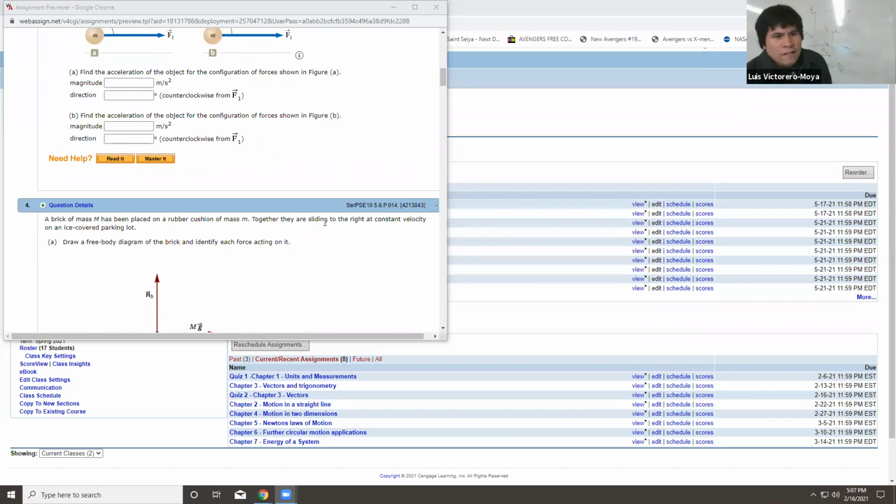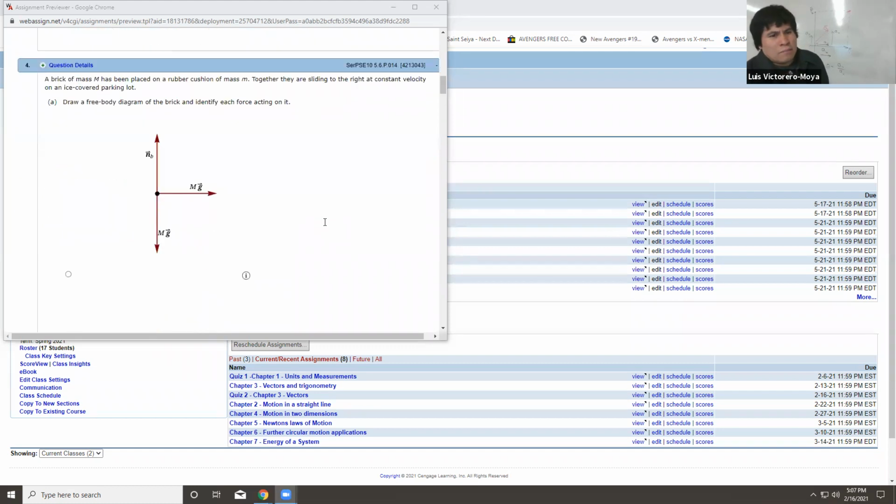It says, draw the free body diagram. A brick of mass M is placed on a rubber cushion of mass M. Together they are sliding to the right at a constant velocity on, okay, so they are on ice. Draw the free body diagram of the brick and identify. Okay, so that's not that bad, right?